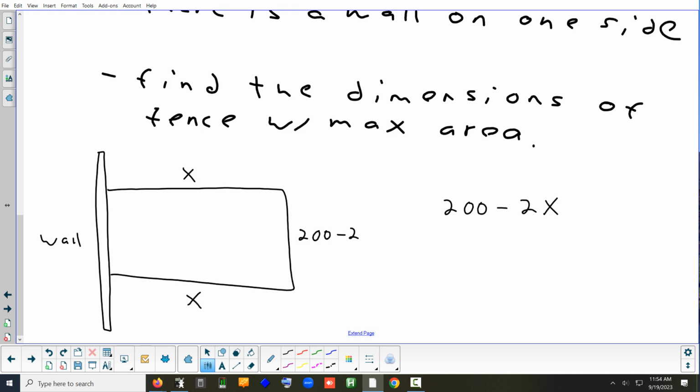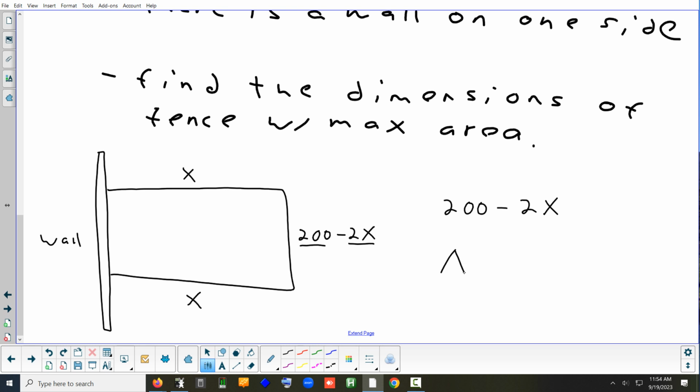200 minus 2x. This is just the total minus the amount you already used on the other two sides. So if you use 10 here and 10 here, it would be 200 minus 20. That side would be 180.